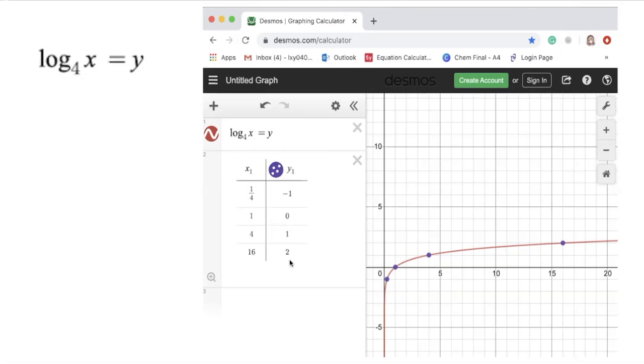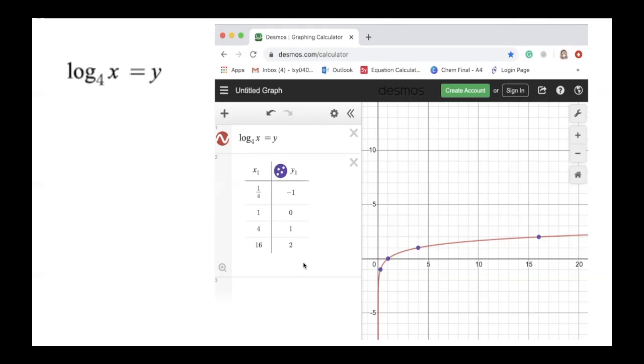These are fairly easy numbers, but you can use a calculator or logarithmic properties to help you solve the harder ones. For logarithm graphs, they would look like this. As you can see, this is the graph on Desmos, and these points are present.